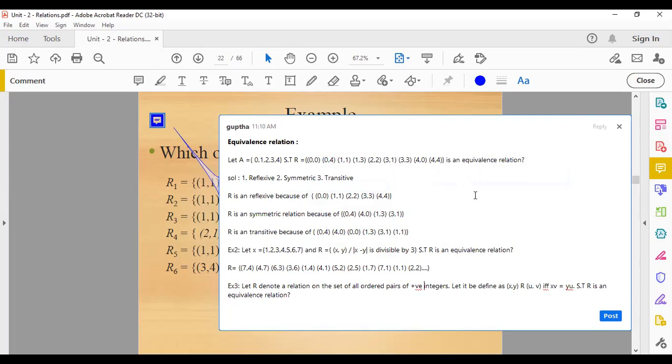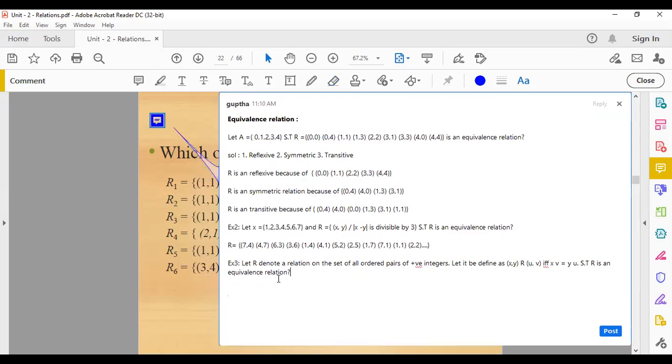Guys, everyone please observe. Till now we have been getting a set of integers, like A equal to 0, 1, 2, 3, 4, and they give a relation like R equal to (x, y) such that x minus y is divisible by 3, and show that R is an equivalence relation. But in this example they're asking differently.